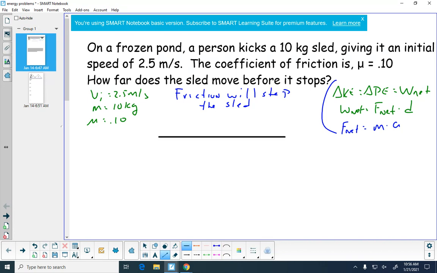So if we have this, let's see, we have a sled here. We give it an initial velocity of 2.5 meters per second. We give it a shove. Eventually, it stops. We want to know how far does it travel before it stops.